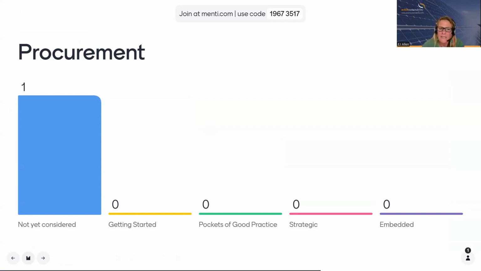So let's think about getting started. If you're getting started, I'd say modern slavery is mentioned in your procurement policy.